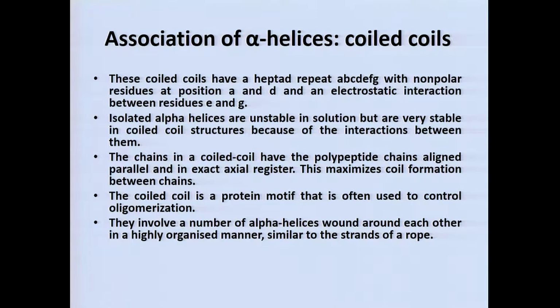And the coiled coil is a protein motif that is often used to control oligomerization, which actually stops the protein from oligomerizing and lets it perform its certain function. They involve a number of alpha helices wound around each other in a highly organized manner, similar to the strands of a rope.